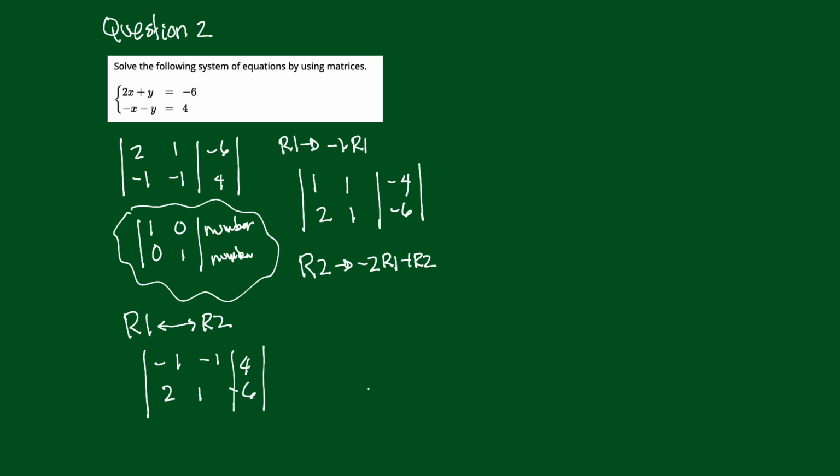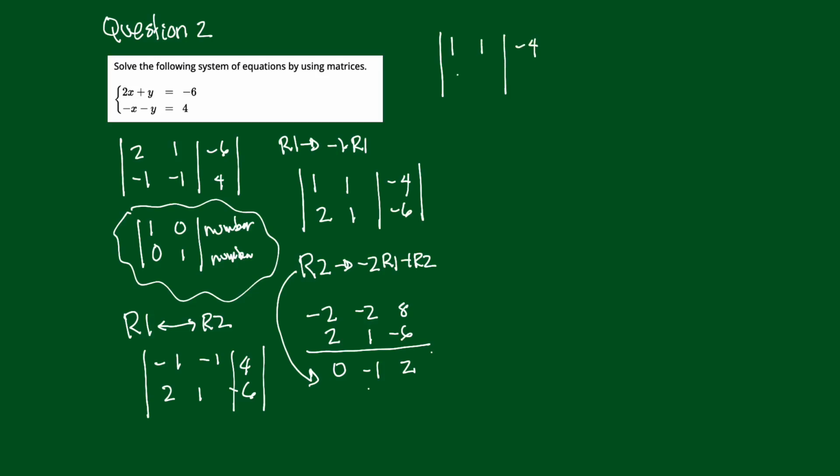Now, this part right here, negative 2 times row 1, that's going to look like this. Negative 2, negative 2, positive 8, right? Multiply everything by negative 2. Row 2 stays the same, 2, 1, negative 6. Add those together, we'll get 0, negative 1, and 2. All right, so this is the new row 2. I'll write it up here. Here's the new matrix. 1, 1, vertical bar, negative 4, and the new row 2, 0, negative 1, 2.